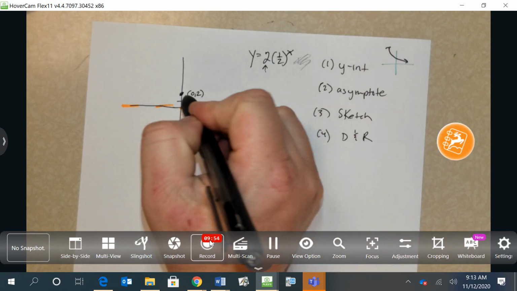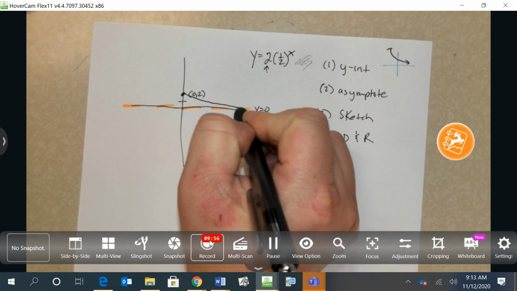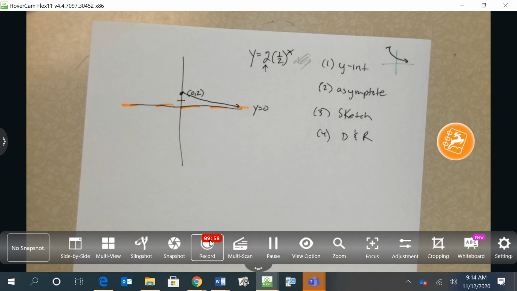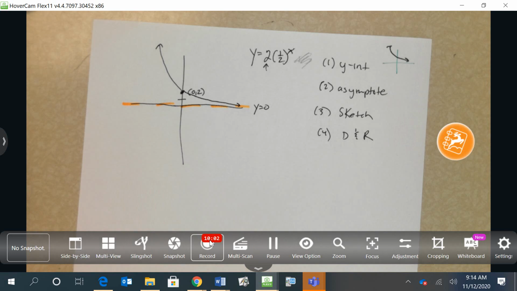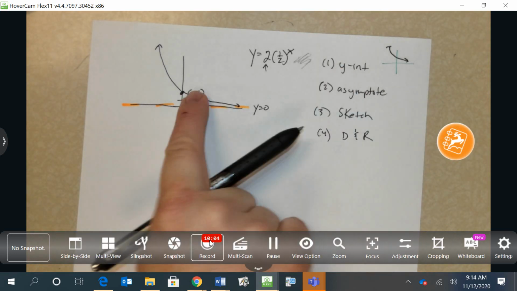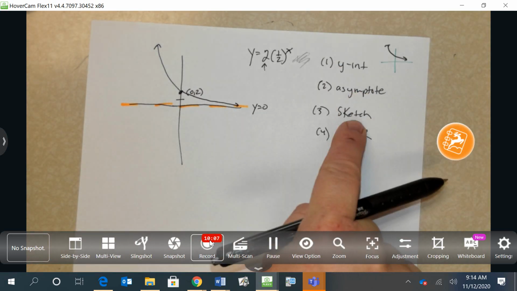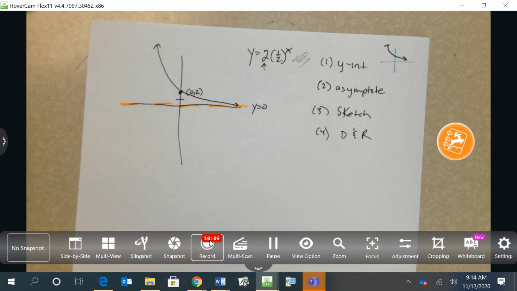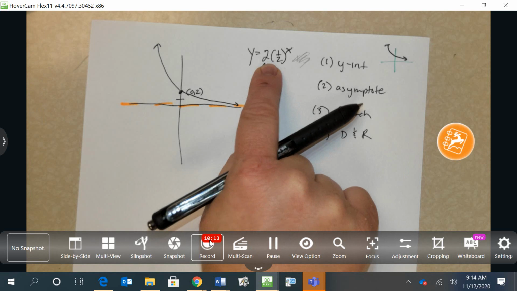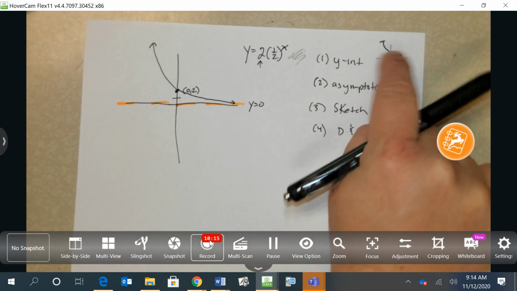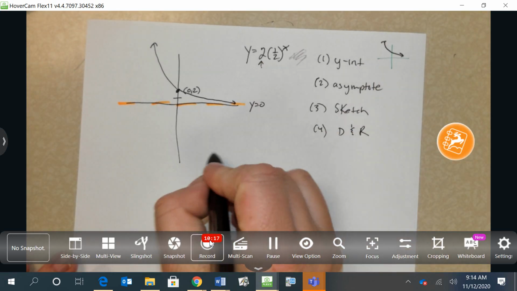Now the sketch just needs to look like this. So it goes through this point. As it goes to the right, it's getting closer and closer, or we use the word approaches the x-axis, and it comes from up top. So I've done the y-intercept, I've identified the equation of the asymptote, and I've sketched it. How do I know how to sketch it? Again, it needs to model what a decay function looks like. Now the last thing is domain and range.